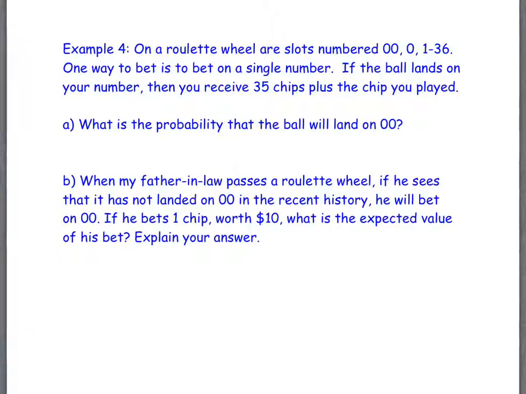Okay, so the first thing we want to talk about is what is the probability that the ball will land on 00? 1 out of 38. And where'd you get 38, Rachel? 1 through 36 and then added 2 zeros. Yeah, there's 38 possible outcomes: the numbers 1 through 36, the number 0, and the number 00. So the probability that you will land on 00 is actually 1 out of 38. Okay, everybody good so far?